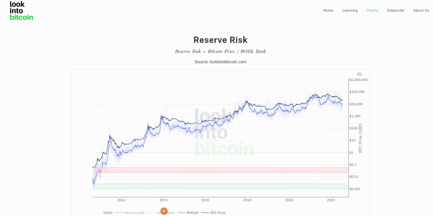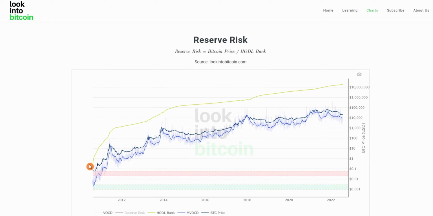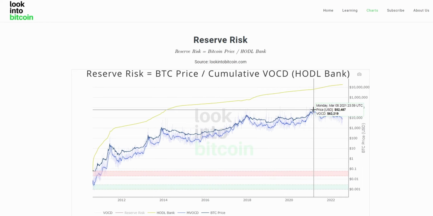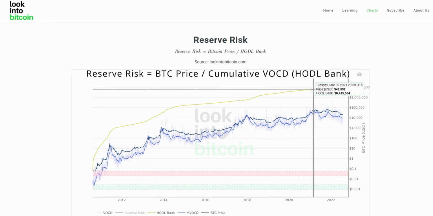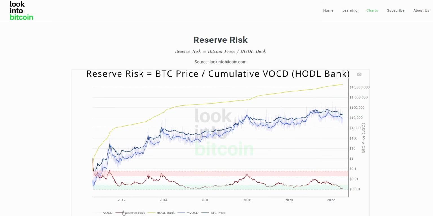And now that we understand the VOCD and the MVOCD, we can simply collate all values of the value of coin days destroyed and cumulatively plot that over time to get the HODL bank. We can see this HODL bank value in an almost constant uptrend, bar a few periods of extreme sell-offs. So now we have this HODL bank value and understand how it is calculated. We can just divide the Bitcoin price by the HODL bank to finally understand reserve risk.